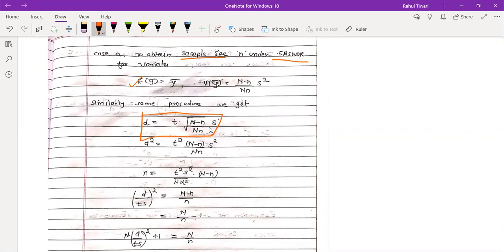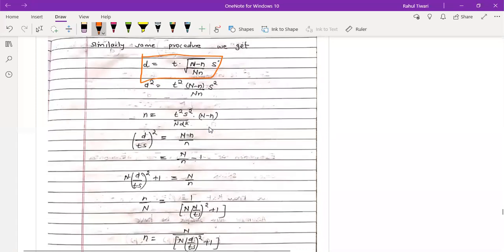Now since here also in the numerator and denominator both we have n, I have to separate n, right? Take this n to this side and D square will be in the denominator. So it becomes n times T square S square upon n times D square. In the bracket we have capital N minus small n.